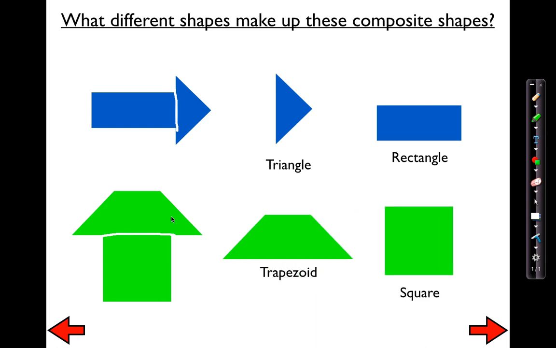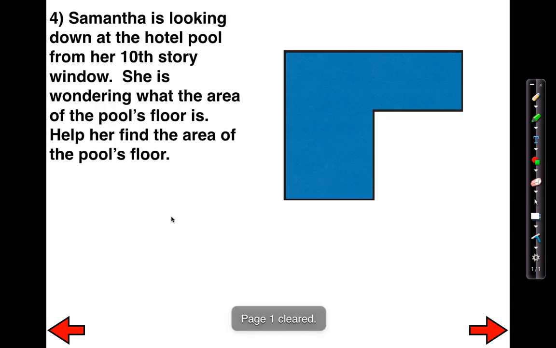So now that we've gotten pretty good at cutting up the shapes into other shapes that we're more familiar with to find the area of, let's do some practice. For number 4, it says, Samantha is looking down at the hotel pool from her 10th story window. She is wondering what the area of the pool's floor is. Help her find the area of the pool's floor.